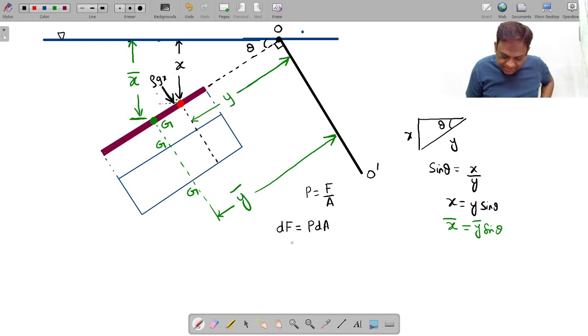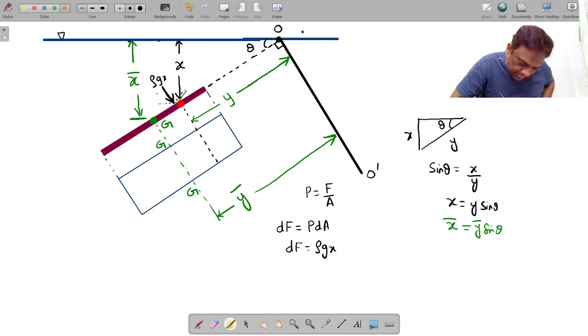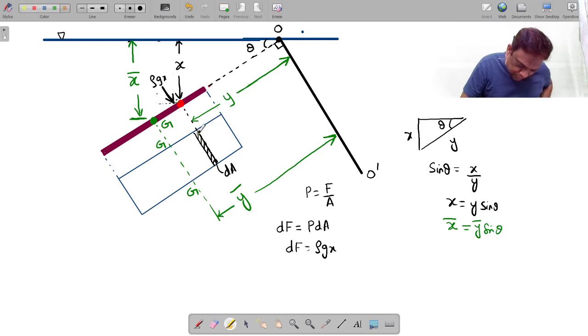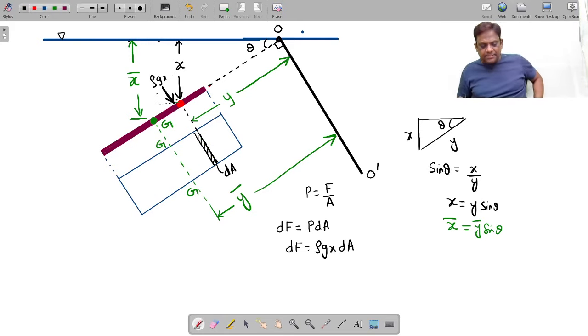So let's take dF is equal to, what is the pressure here? Rho gx. So if you want the force, it is pressure into this very small area, which I write as dA. So we are calculating the force on the small area, that is dF is p into dA. Excellent. Awesome, my dear students.